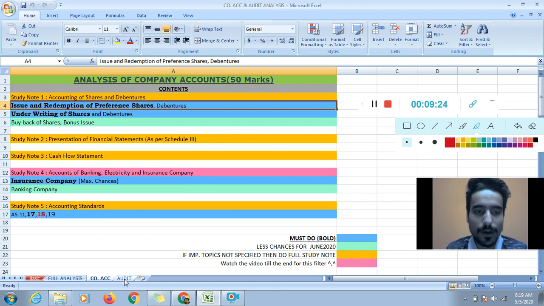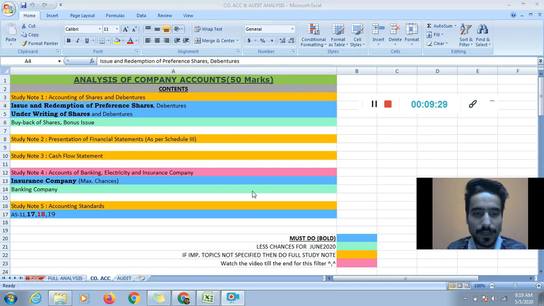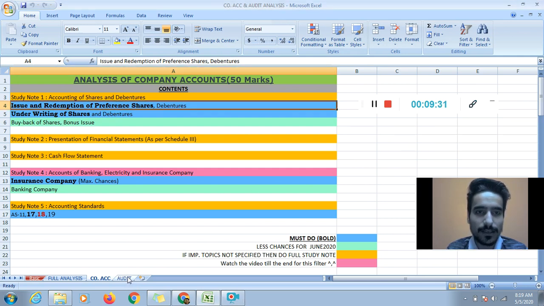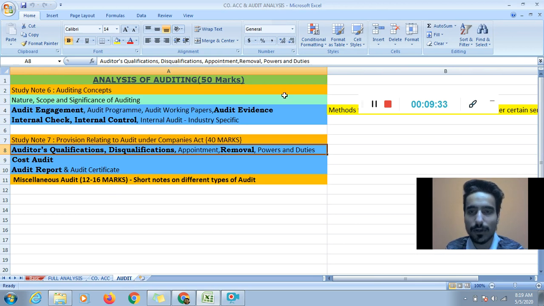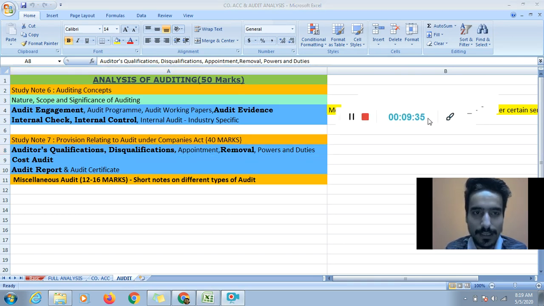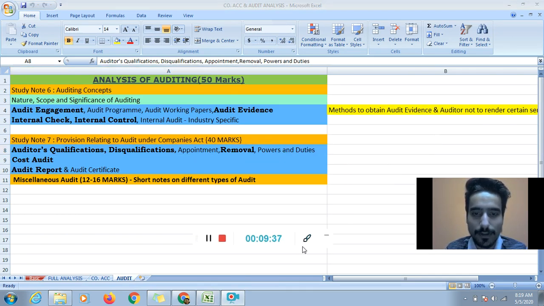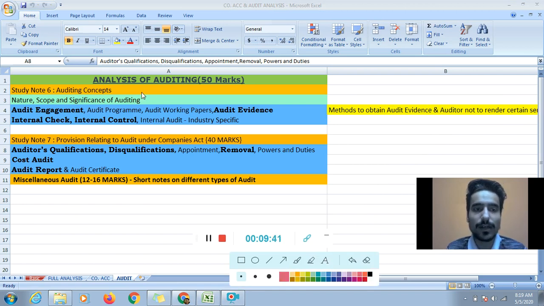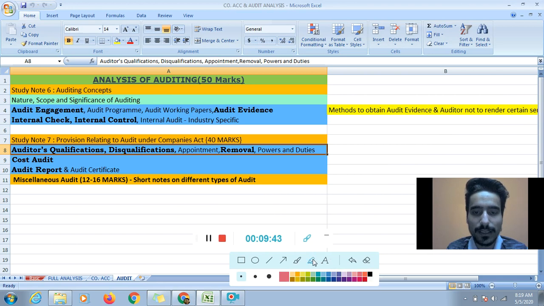Now come to audit. Just give me a moment. Yes, so let's come to audit. And as we can see here, we have the topics for audit as well. So as you can see, study note 6, auditing concepts. What you have to do, the main things you have to do is nature and scope of auditing. Audit engagement is very important.